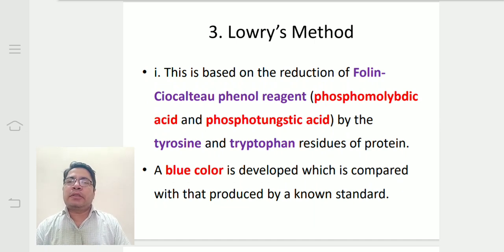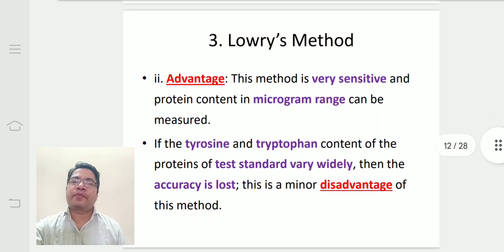The third method is Lowry's method. This is based on the reduction of Folin-Ciocalteu phenol reagent, that is phosphomolybdic acid and phosphotungstic acid, by the tyrosine and tryptophan residues of protein. A blue color is developed which is compared with that produced by a known standard.